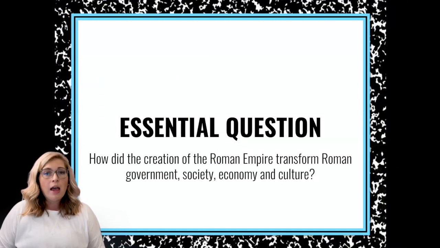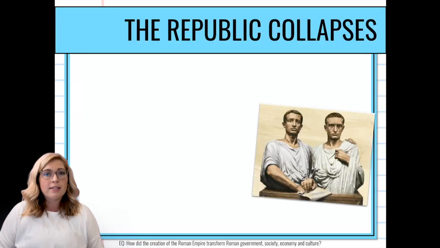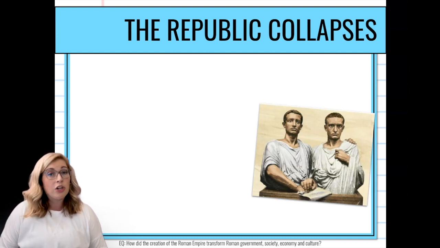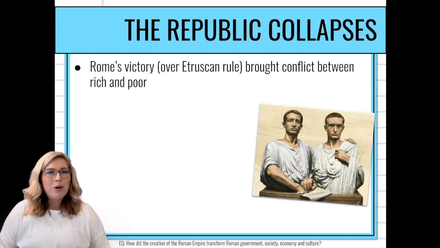So let's talk about how we go from a republic, which we talked about in the previous video, to this empire. Remember, our republic meant that we were ruled by the people, or a democracy, and an empire is going to be ruled by one person or a single emperor. So we want to continue where we left off in the previous episode.